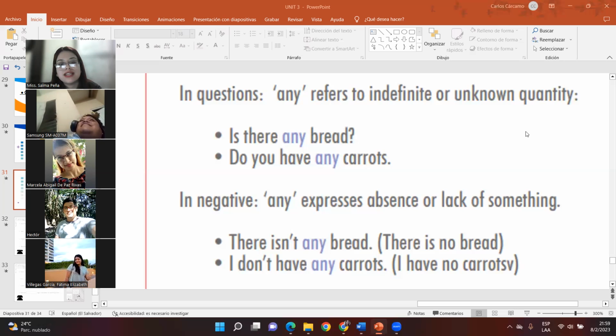Like, there is any bread? No, it should be there isn't any bread.